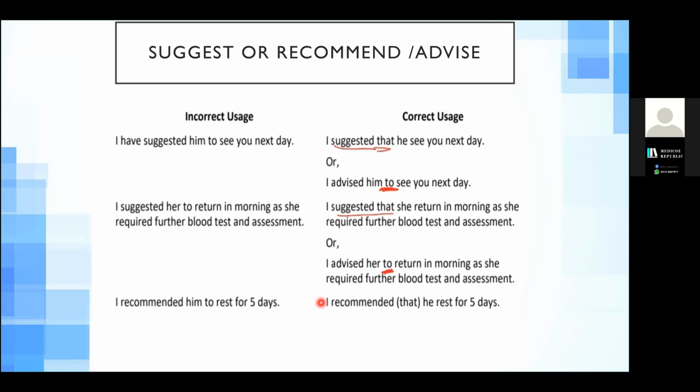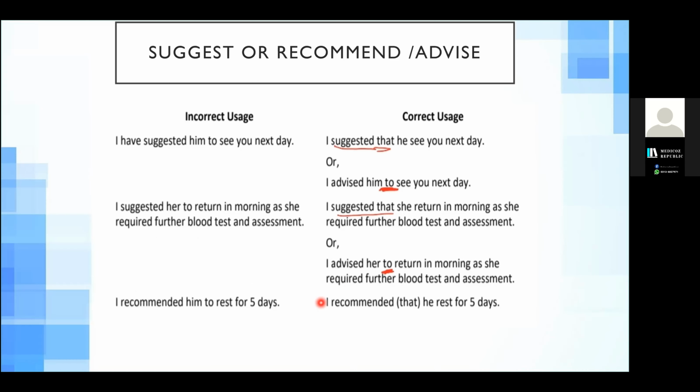Okay, suggest or recommend or advise. When to use these words. These are commonly used in referral letters, especially in the introduction part of the letter, to give out the information about the patient. The words suggest and recommend cannot be followed by words like him or her.